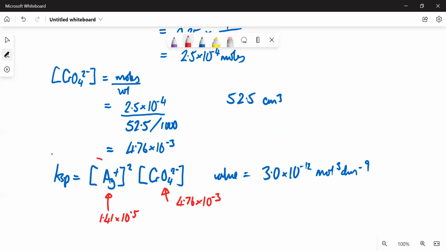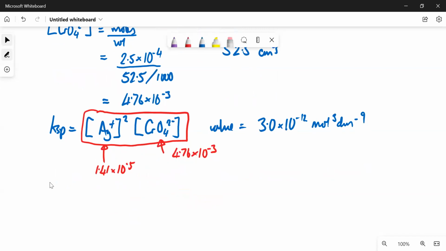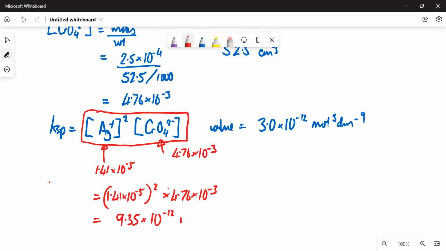So let's work out the value of this product. We need to see whether it is larger or smaller than the Ksp value. That's going to be equal to 1.41 times 10 to the minus 5 squared multiplied by 4.76 times 10 to the minus 3. Doing that in a calculator, we find the value is 9.35 times 10 to the minus 12 mole cubed dm to the minus 9.